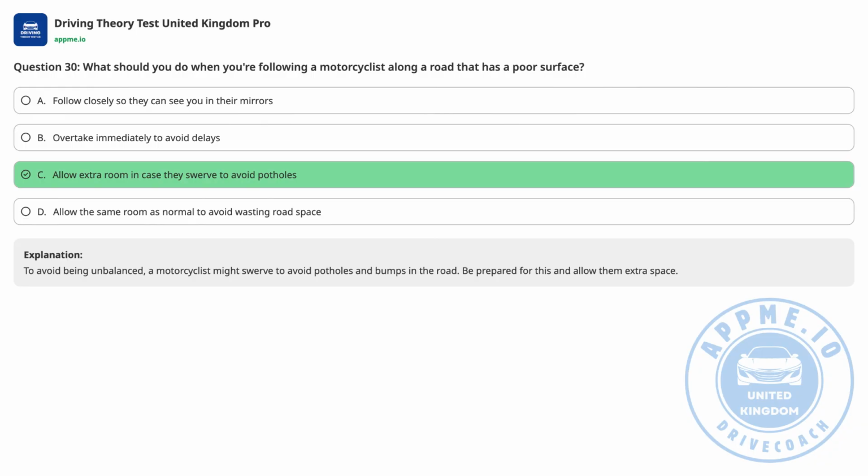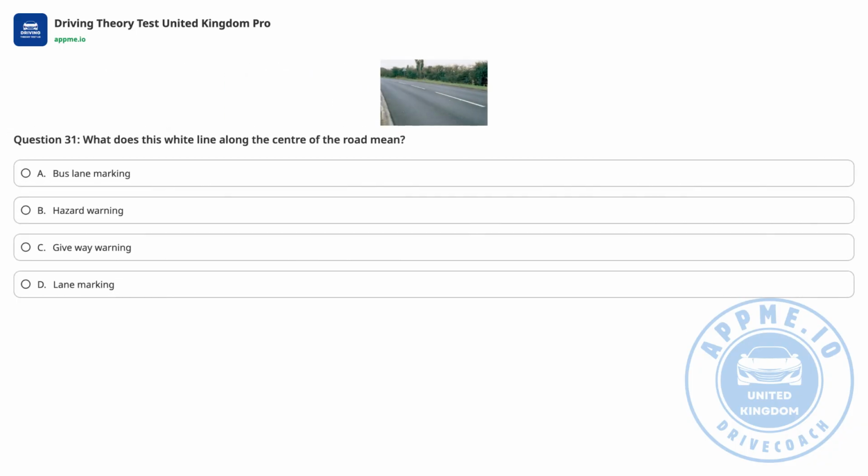The correct answer is C. Question 31. What does this white line along the center of the road mean? A. Bus lane marking. B. Hazard warning. C. Give way warning. D. Lane marking.